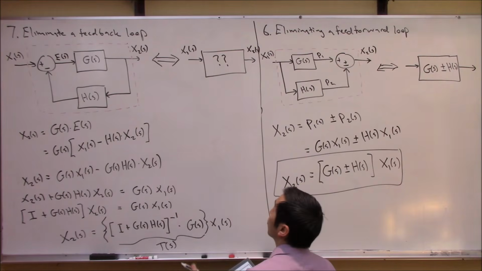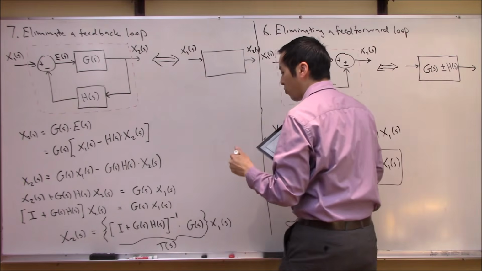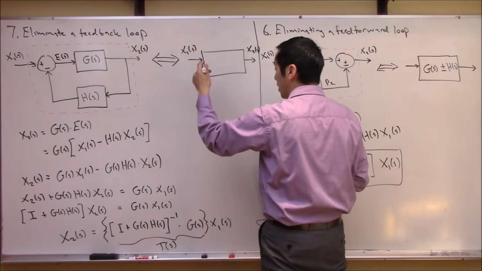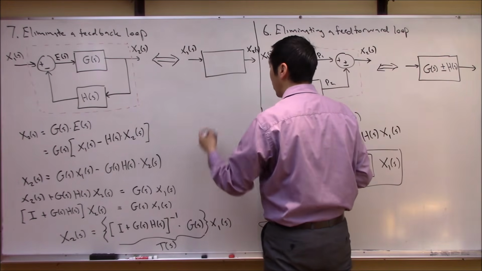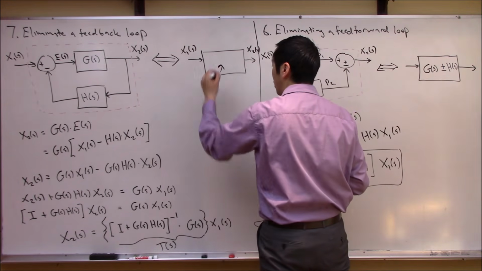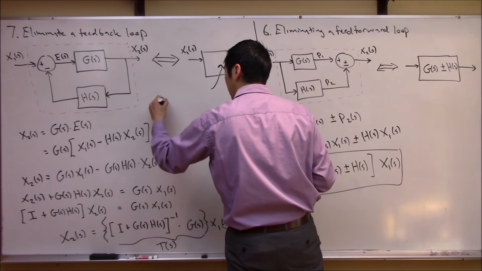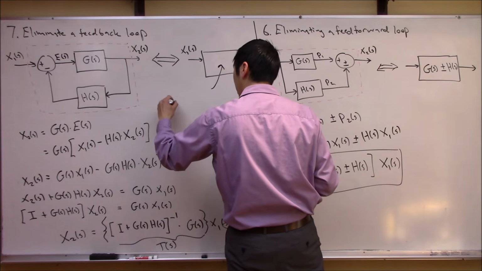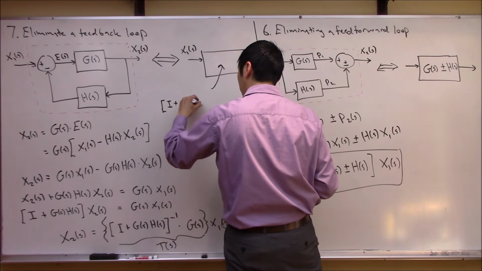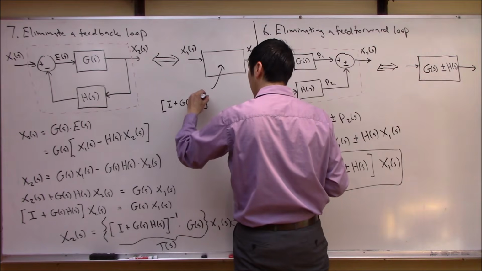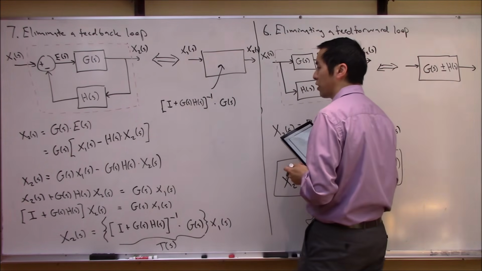So what goes in this question mark here is, boy, I should have written this thing a little bit bigger. Let me do it like this. I'll just draw an arrow here. So this is identity plus G H, this thing inverse, times G of S. That's what goes in here.